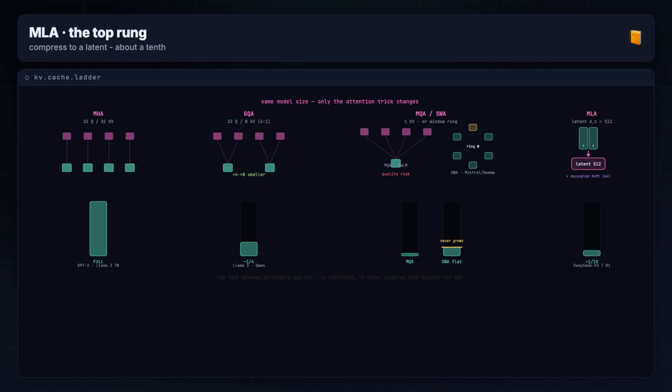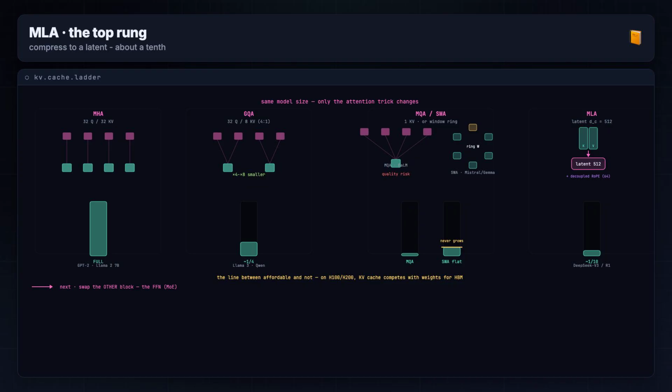And the top rung, latent attention: the full keys and values go through a down projection into one tiny latent vector. That is all we cache. Then an up projection rebuilds them at compute time, with a small separate rotation path on the side for position. The meter is the smallest on the ladder, about a tenth of the baseline. This is how you serve a giant model at long context affordably.